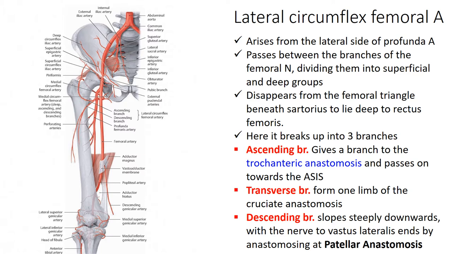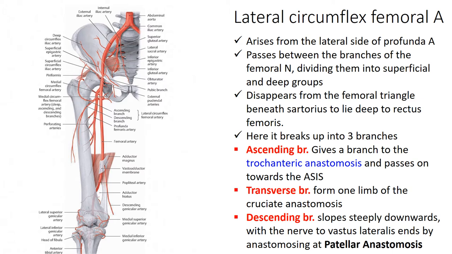This lateral circumflex femoral artery arises from the lateral side of the profunda femoris, and as it passes beneath the branches of the femoral nerve, these branches are arbitrarily divided into superficial and deep groups with respect to the lateral circumflex femoral artery. Then as it moves round, it disappears from the femoral triangle beneath the sartorius to lie deep to the rectus femoris, and here it breaks into its three branches.